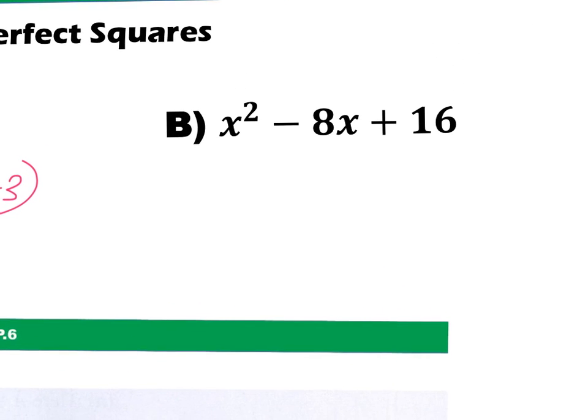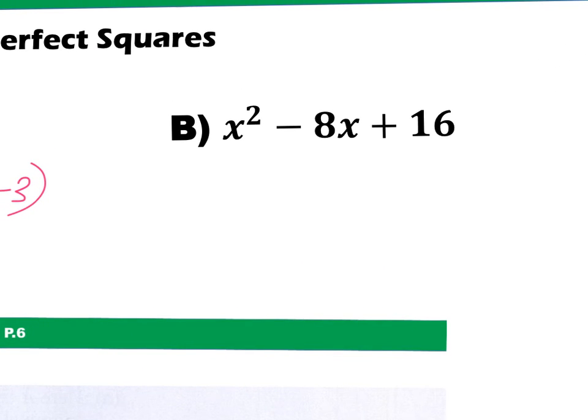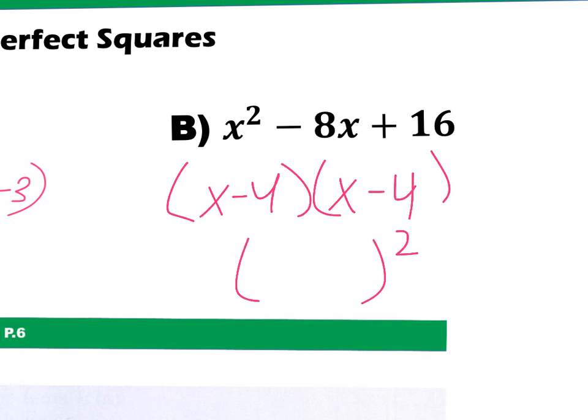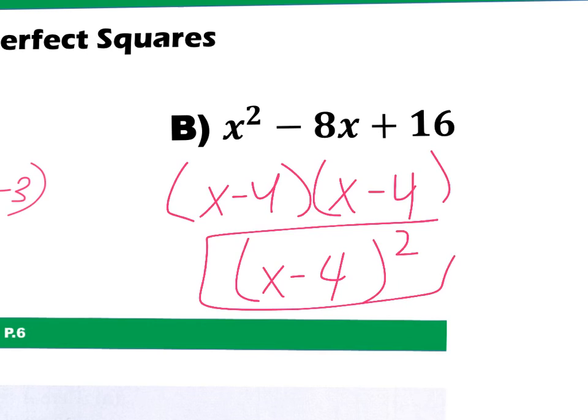What about here? Okay, you may not notice right away that this is a perfect square. No big deal. A is 1. So what times what gives me 16 when I multiply, but a negative 8 when I add? Negative 4, negative 4. The parentheses are the same. How can I write that? X minus 4 quantity squared.